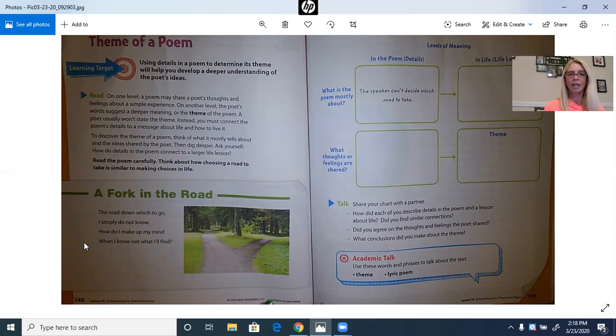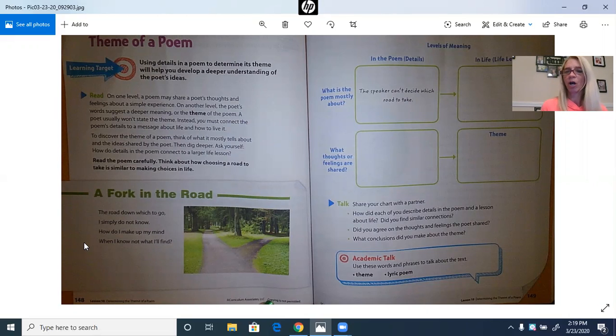If you look at it, how many lines do they have? They have 4. And how many stanzas does it have? It has 1. Okay, so hopefully you got that correct. All right, so it says, the road down which to go, I simply do not know. How do I make up my mind when I know not what I'll find?